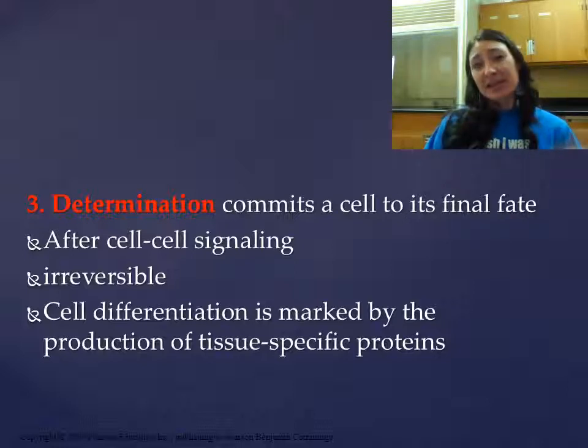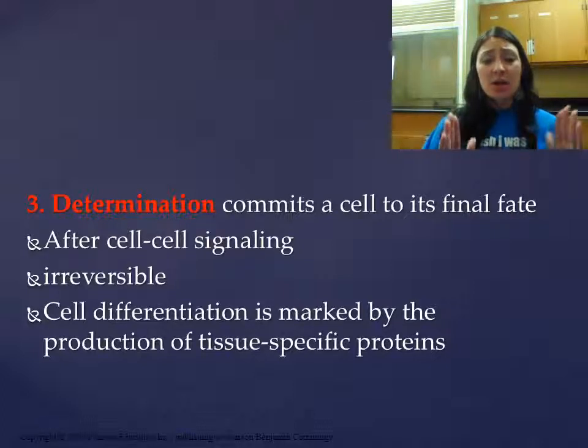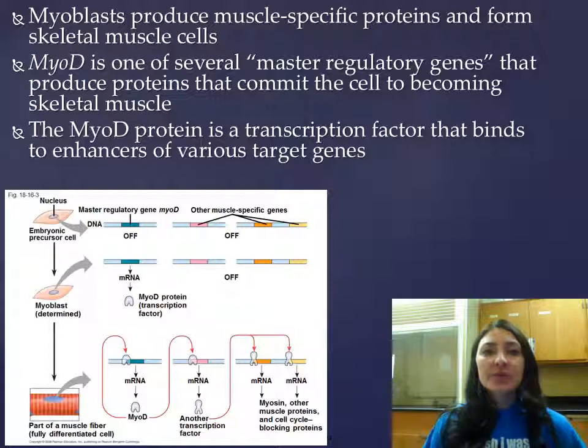This happens after that cell-to-cell signaling, which we see during cytoplasmic determination. And it is irreversible. If the cell gets a signal to become a skin cell, it will forever be a skin cell. And cell differentiation is marked by the production of tissue-specific proteins, so what makes it unique as a cell type. An example of determination is in myoblasts, and myoblasts produce muscle-specific proteins and form skeletal muscle cells.